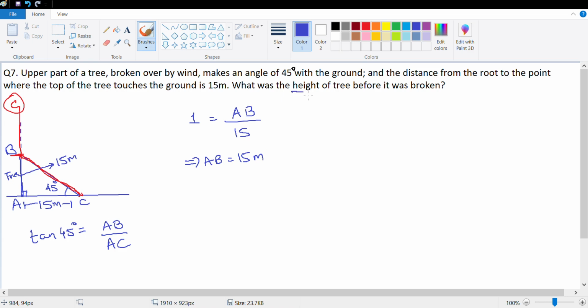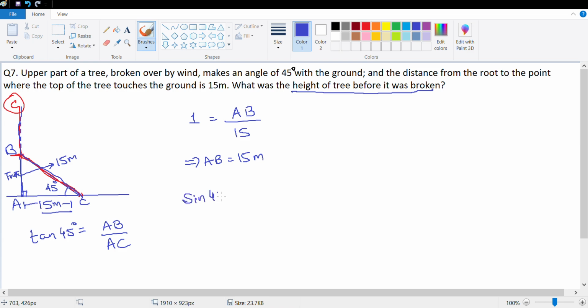But what they want us to calculate is the height of the tree before it was broken, which means I need to calculate the length of BC as well, which means this is what I need to calculate. Now what function would work well for me? Well, I can look at sine. Now that I know AB is 15, I can even work with cos, because I know the base as well. So let's look at sine in any case.